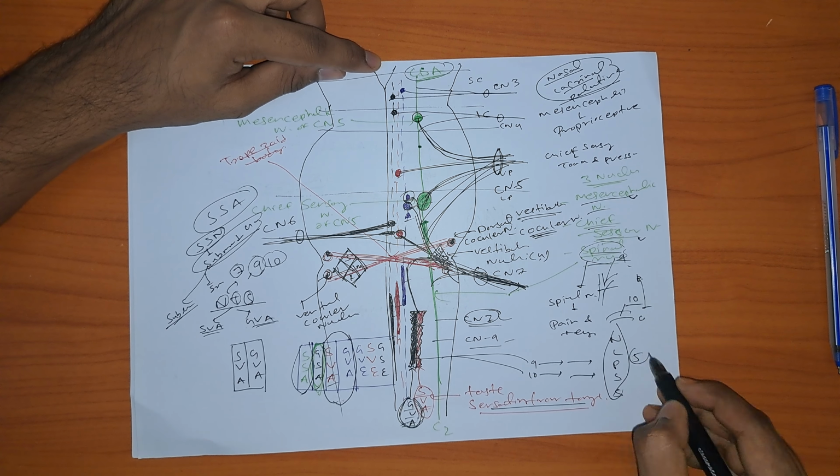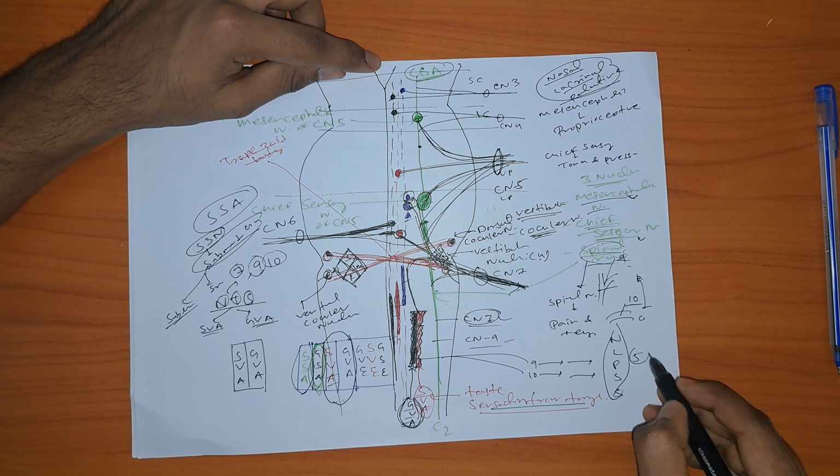And after that we have cranial nerve 9. Cranial nerve 9 is the glossopharyngeal nerve. So what are the nuclei of cranial nerve 9? First we have the nucleus ambiguus. This is a part of cranial nerve 9. And now we have another nucleus, the inferior salivatory nucleus. Inferior salivatory nucleus is a part of the ninth cranial nerve.